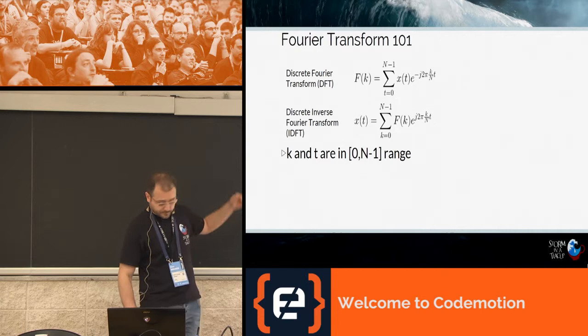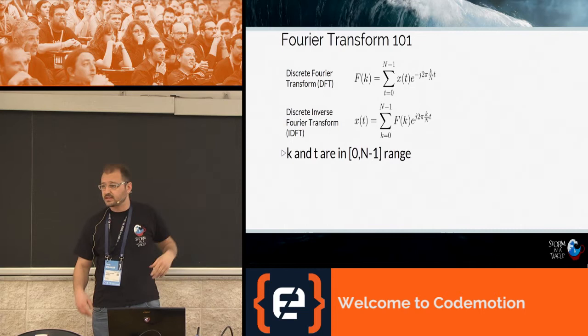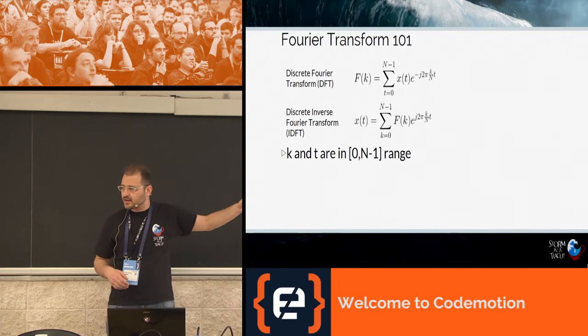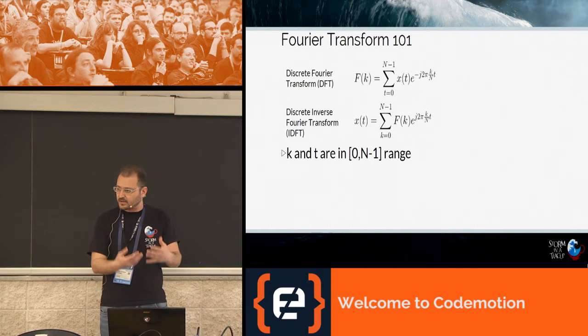So let's spend a word on the complexity of those two. As I was saying, the complexity, as far as operations like multiplications and summations are concerned, is N times N for multiplications, and N minus 1 times N for additions. So this is basically a quadratic complexity, which is what I said before.